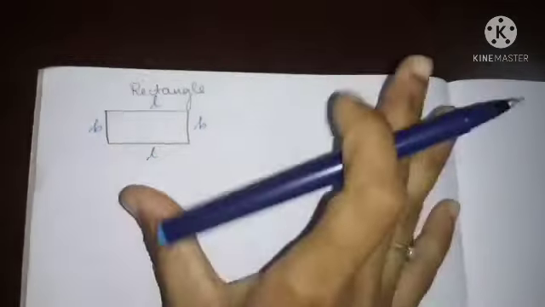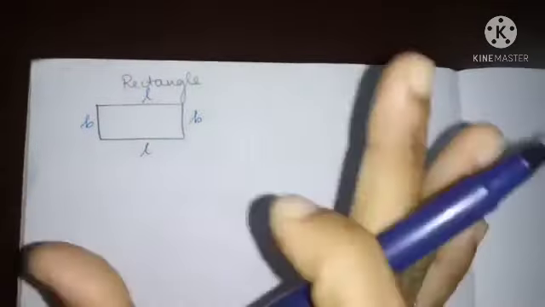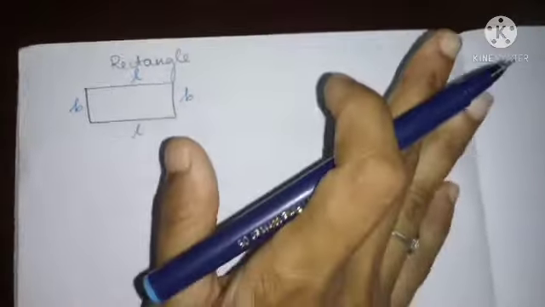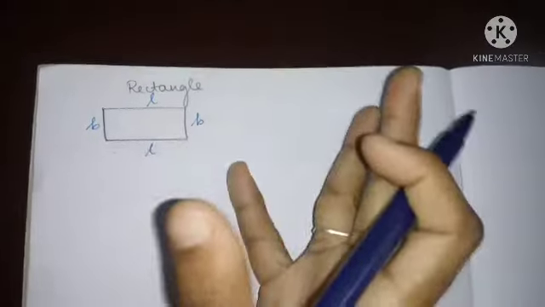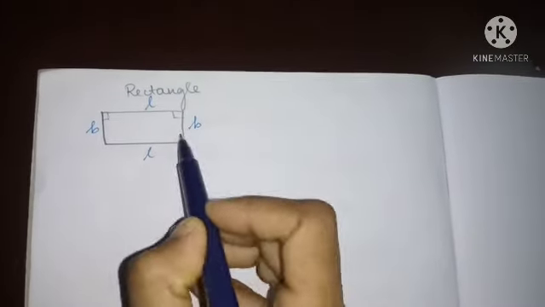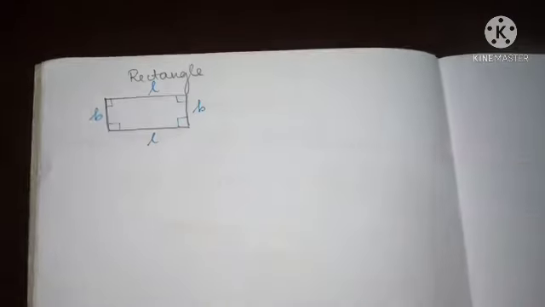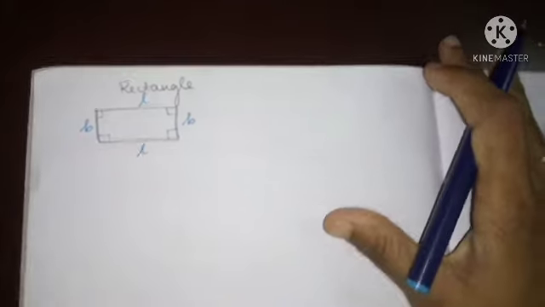So this is a basic property, which means opposite sides are equal. All the angles are 90 degrees. And all the angles are equal, since everything is 90 degrees. This is the basic property of a rectangle. Other than that, many properties are there, but this is the main thing.